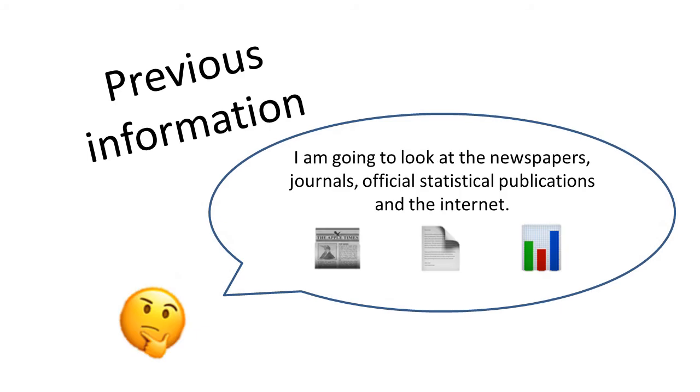Last but not least, we can also obtain information by going through previous information, such as newspapers, journals, official statistical publications, and the internet. For example, the website of the Census and Statistics Department provides some official data, such as the number of newborn babies in Hong Kong last year.